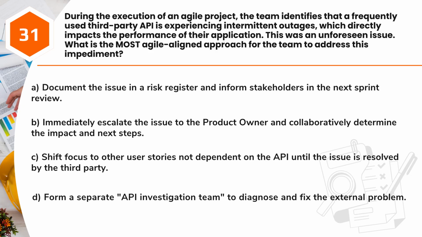A. Document the issue in a risk register and inform stakeholders in the next sprint review. B. Immediately escalate the issue to the product owner and collaboratively determine the impact and next steps. C. Shift focus to other user stories not dependent on the API until the issue is resolved by the third party. D. Form a separate API investigation team to diagnose and fix the external problem.